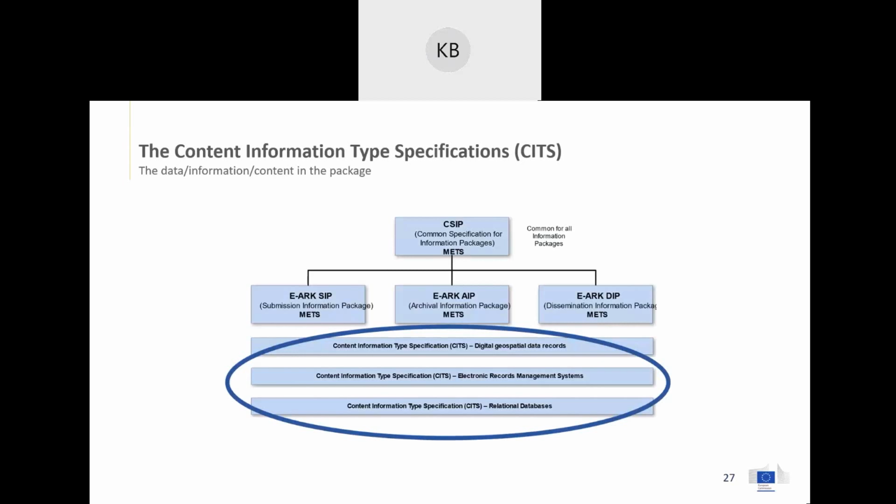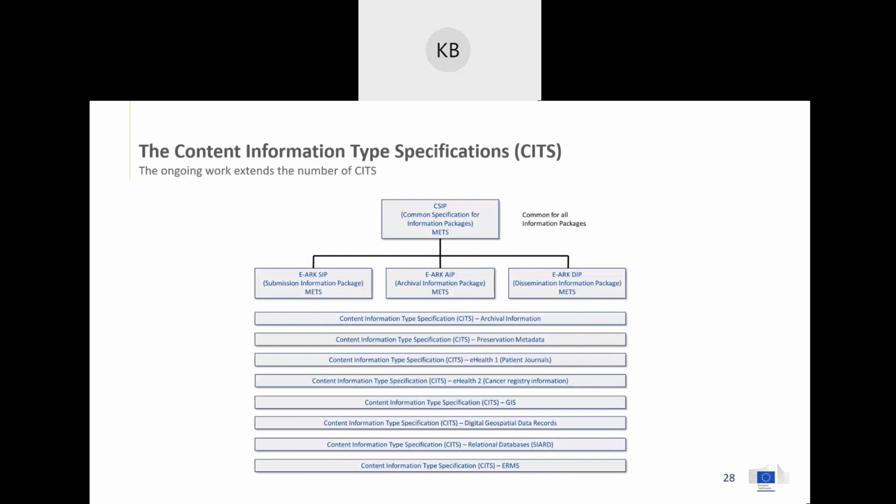If we go to the next one, as you heard, we have been around for a while. The image on the slide before was the number of specifications we started off with. When this year is over, we have this number of content information type specifications. So these are the ones that really are extending. The information package is stable. We are refining the language in the descriptions of the different elements that are present, but what's really increasing is the content information type specification.